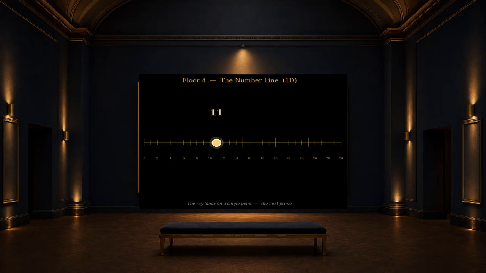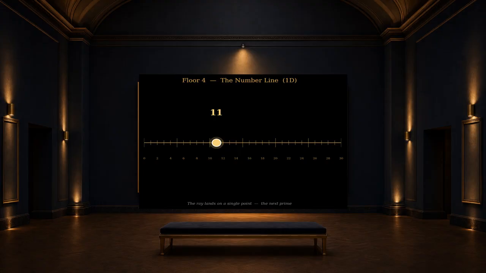The tick I showed you a moment ago does this. It walks 1 ray from the top floor down through every floor below. Hyperoctahedron, Stella, Star, number line. At each level, the dimension drops by 1. At the bottom, the ray lands on 1 single integer. For the tick I showed you a moment ago, the ray landed on 11. 11 is the next prime after 7. That is what the machine does.